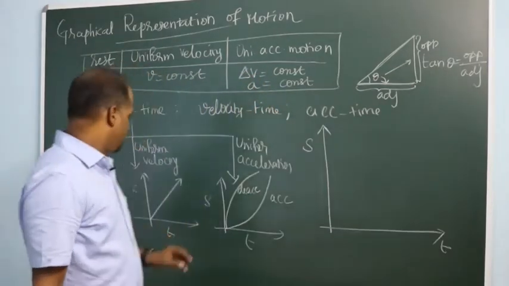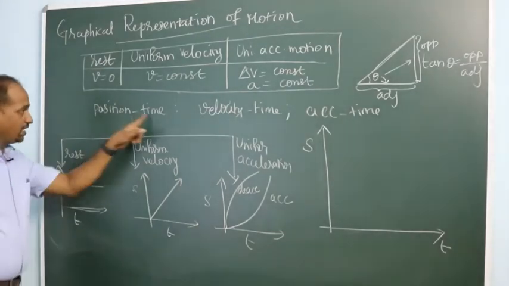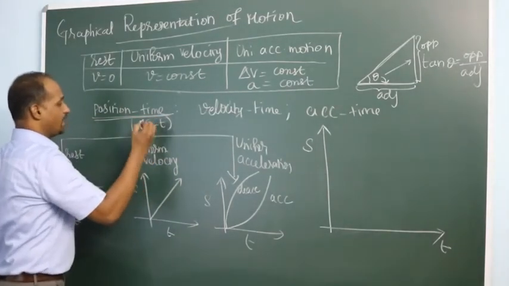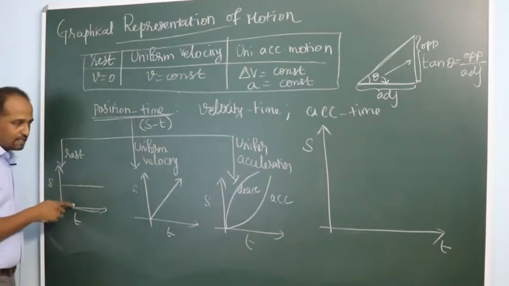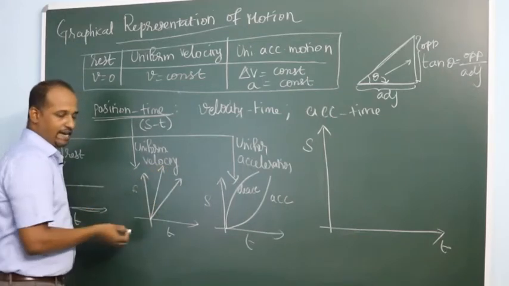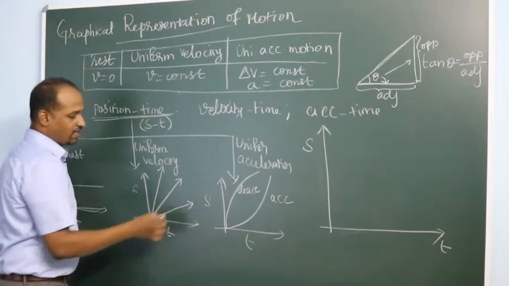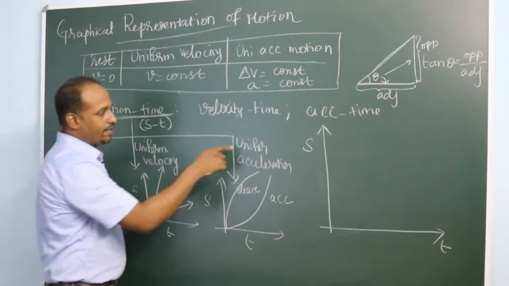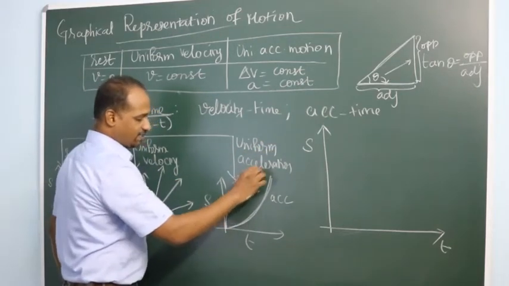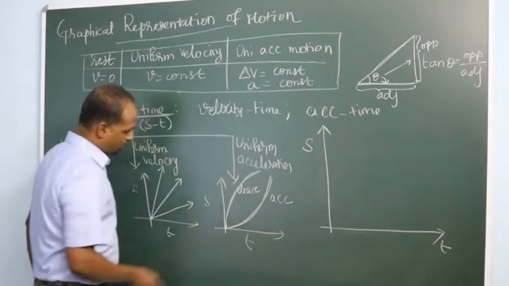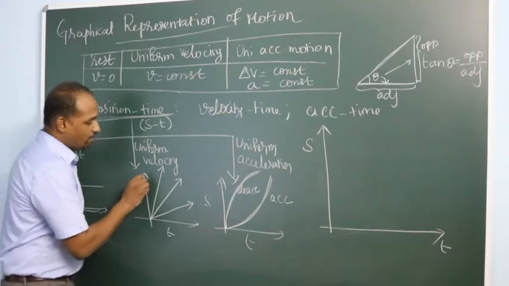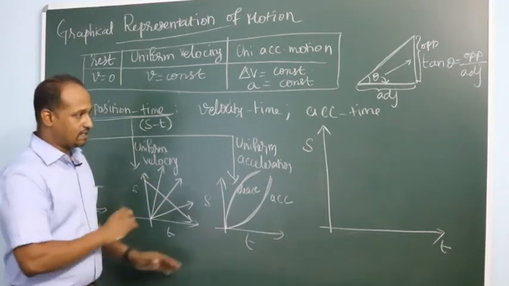So to summarize, the position time graph is also called the ST graph, the displacement time graph. Rest is like this, uniform velocity is like this. If it is a greater velocity, then the line gets steeper, and with lesser velocity, the line gets flatter. In uniform acceleration, it is this; deceleration, it is this. If it is deceleration, it goes opposite to that. The negative velocity will have a line like this.